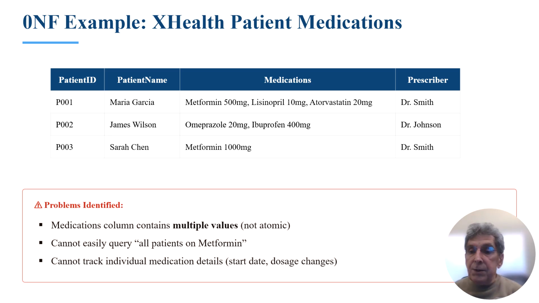What's wrong with this? Several things. First, the medications column is not atomic. It contains multiple values. If someone asks how many patients are on metformin, you can't easily answer that question. You'd have to parse through comma-separated strings, which is error-prone and slow.